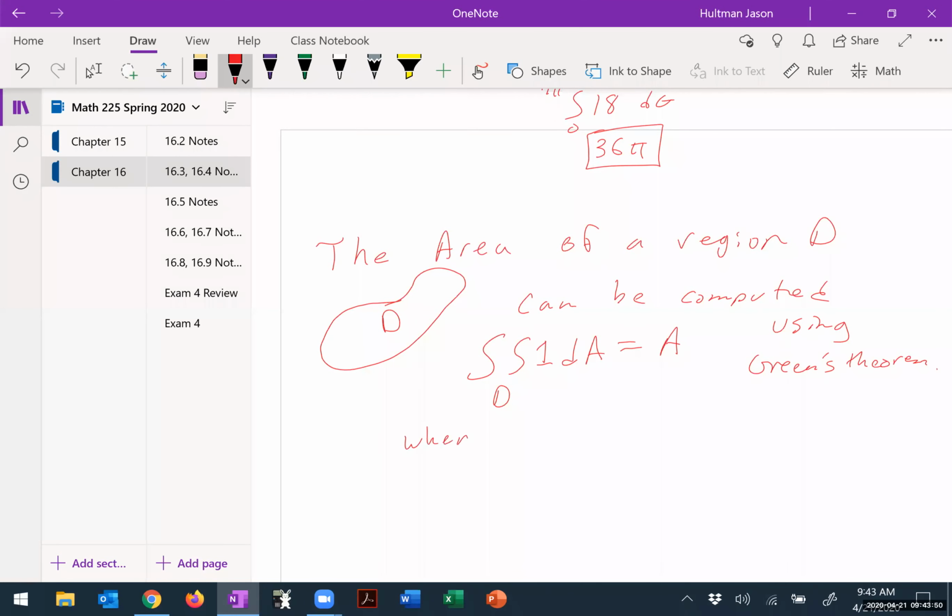Where dQ/dx minus dP/dy would have to equal what? If we go back to Green's theorem, what would this have to equal? It'd have to be this 1 here. It'd have to equal 1.